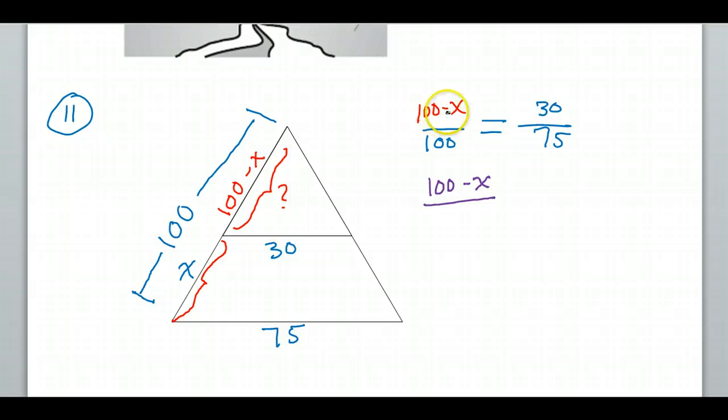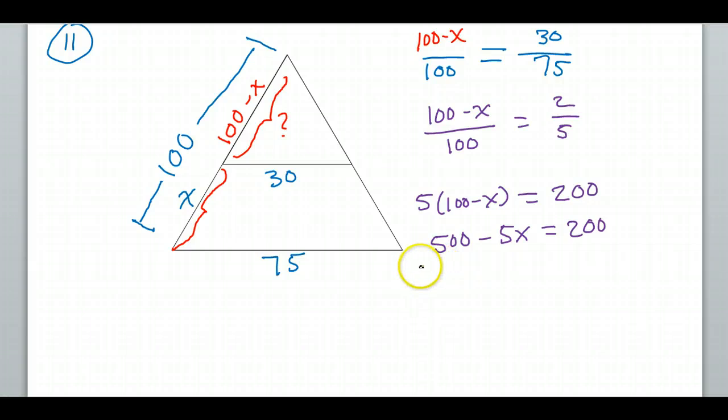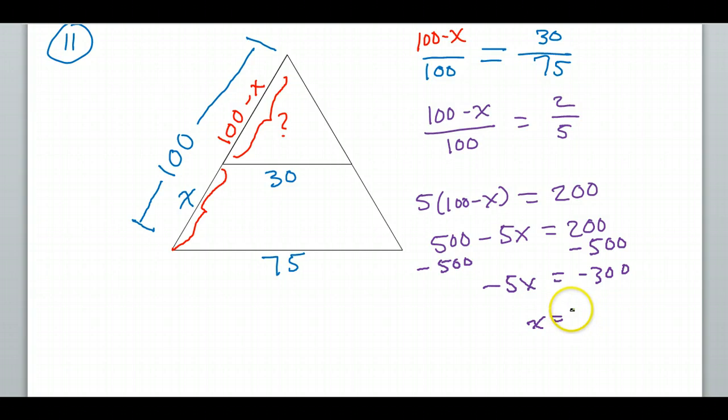You can't cancel out anything that's connected with a minus sign or a plus sign. So 100 minus x over 100 is equal to 2/5. If I cross multiply, 2 times 100 is 200, and 5 times 100 minus x gives me 500 minus 5x is equal to 200. If I subtract 500 from both sides, I get negative 5x is equal to negative 300. If I divide both sides by negative 5, I get 60. So for number 11, x was equal to 60.